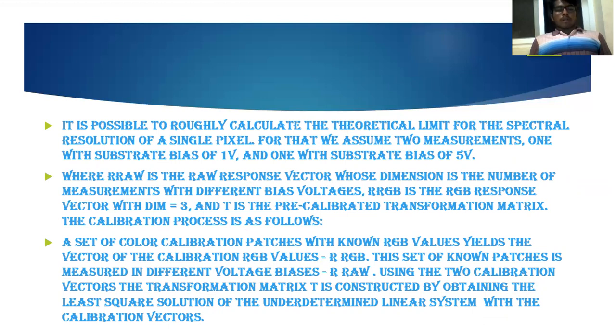Where R is the raw response vector. A set of color calibration patches with known RGB values gives the vector of the calibration RGB values. RGB is known for the patches, measured at different voltage biases. Using the two calibration vectors, the transformation matrix is constructed by obtaining the least squares solution of the underdetermined linear system with the calibration vector.